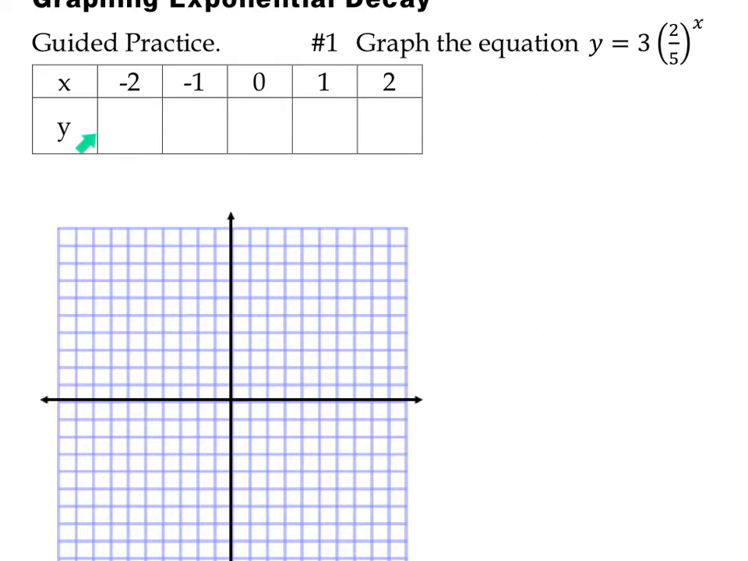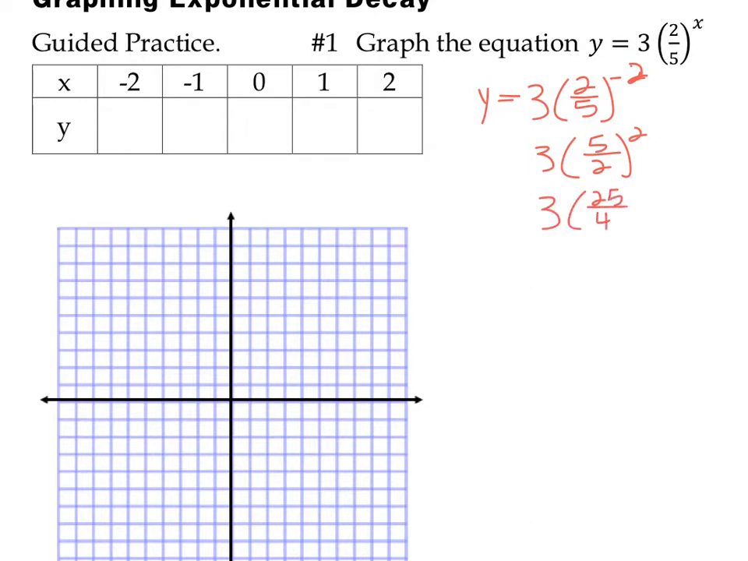So we can make a table of values just as we were before. Now we have a fraction to an exponent, so that might change things a little bit. If we plug a negative 2 in for x, we're going to have y equals 3 times 2/5 to the negative second power. Remember, that means we're going to have a reciprocal. So this is 3 times 5 over 2 squared, positive. That's going to be 3 times 25 over 4. That's 75 over 4.